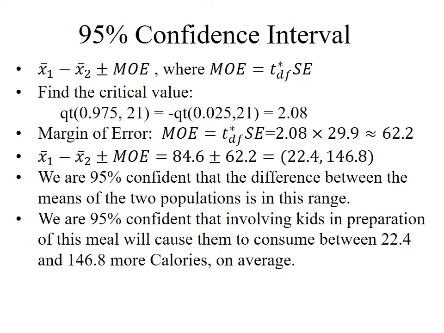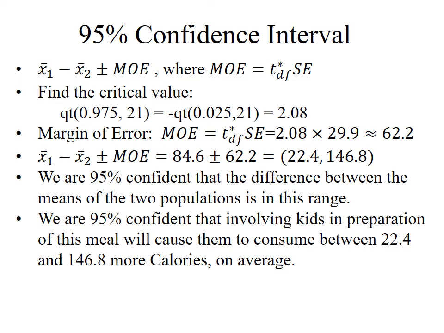That's kind of a big deal. If I take my x bar 1 minus x bar 2 to get, okay, so what's the mean difference I got? That's a difference of 84.6 calories, and then I add and subtract 62.2 from it. That's a pretty wide confidence interval. Look at that. It goes all the way from 22.4 calories to 146.8, a very, very broad confidence interval. That's kind of interesting.